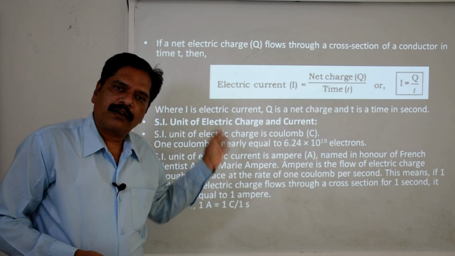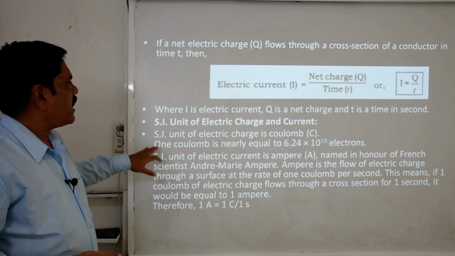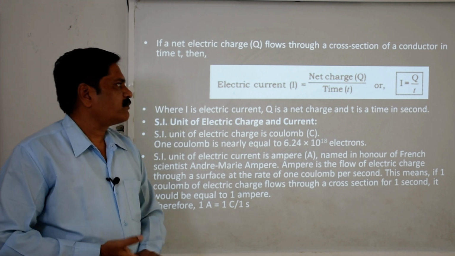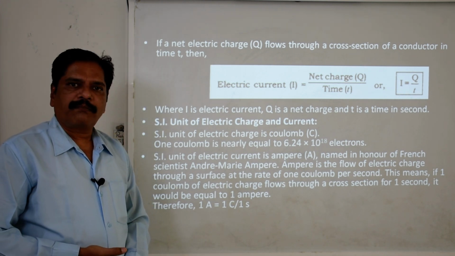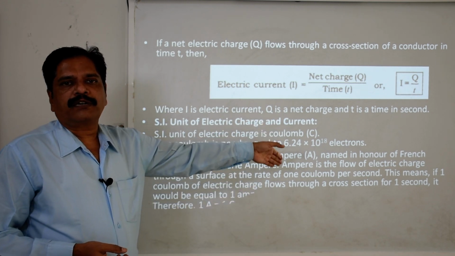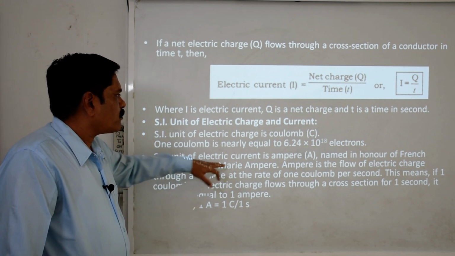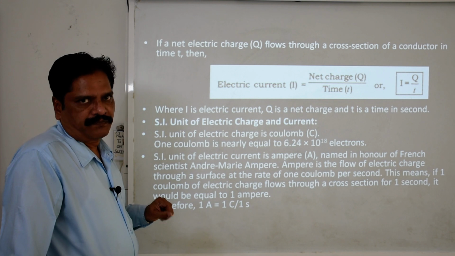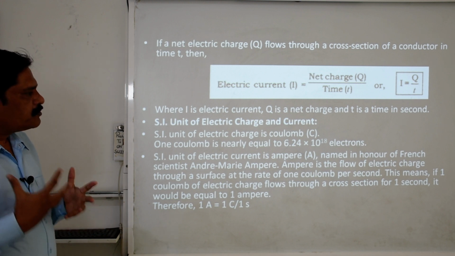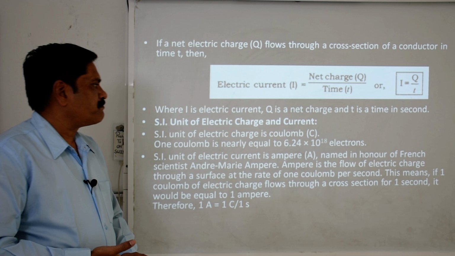Now we are going to discuss the SI unit of the electric charge and the current, clear. As we talked earlier, what is the SI unit of the electric charge? It is the coulomb, okay. And 1 coulomb is nearly equal to 6.24 into 10 to the power 18 electrons, remember, okay. What is the value of 1 coulomb? 6.24 into 10 to the power 18 electrons, okay. And the SI unit of electric current is ampere. It is denoted by capital A, okay.